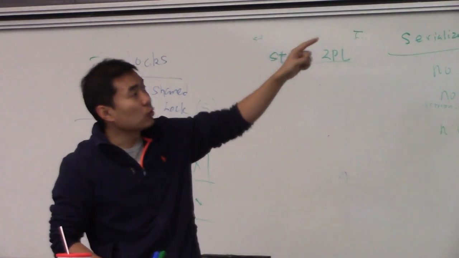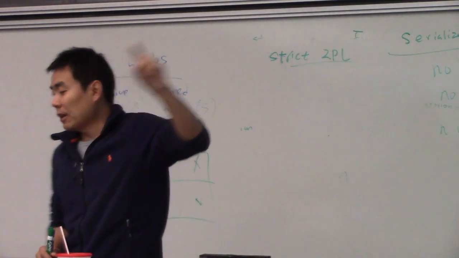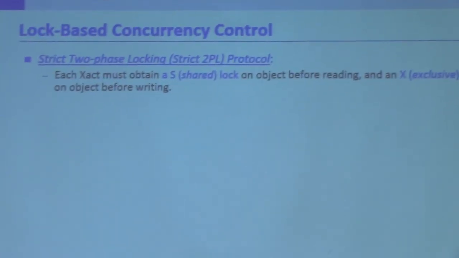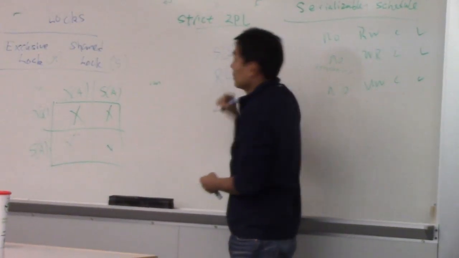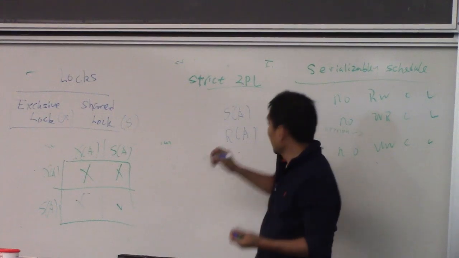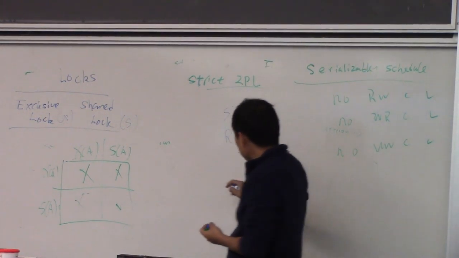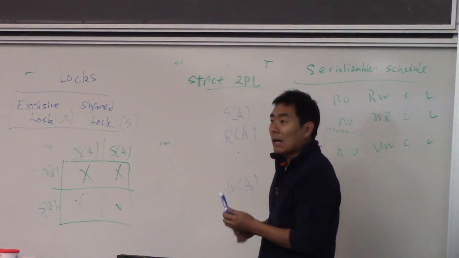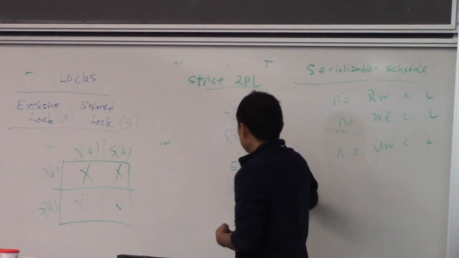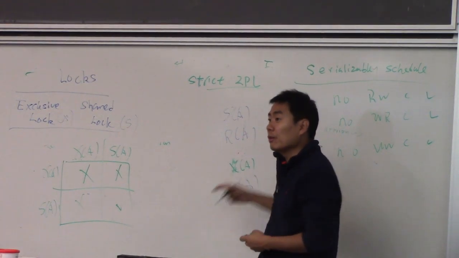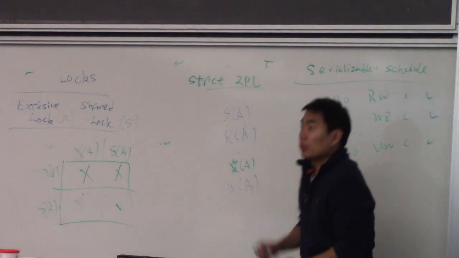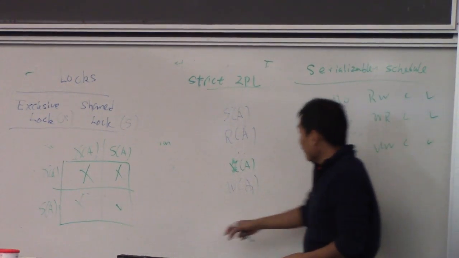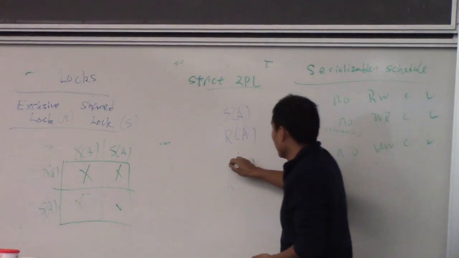That being said, strict two-phase locking is very simple. It says the following: each transaction must obtain a shared lock on an object before reading. So if you attempt to read A, what do you do? Before that, you must do this. If you try to write the object A, before that, what you must do? You must obtain an exclusive lock on A. You follow my argument?